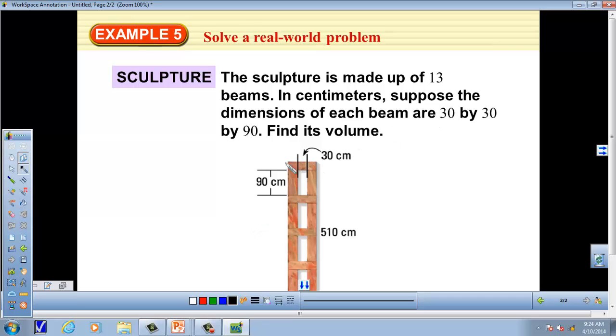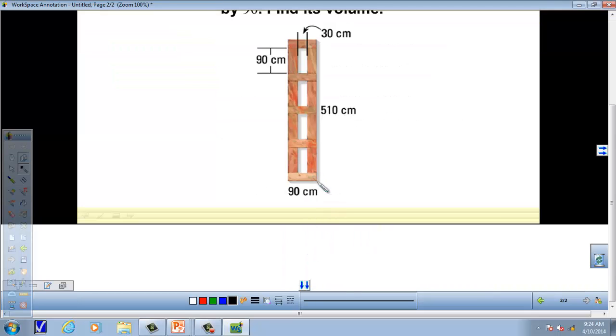They're telling us each of these beams right here are 30 by 30 by 90. So if you look at it, you're really only seeing 2 dimensions. The third dimension goes out here, 30 centimeters. So if I was to write just this figure right here, it would go something like that. And then it would go down and over, and I guess it would go something like that. Okay?